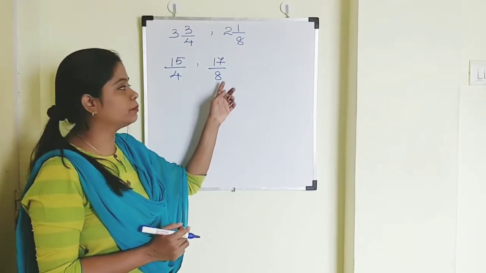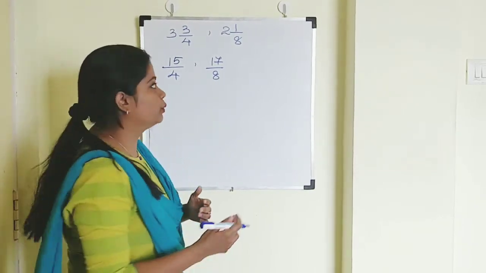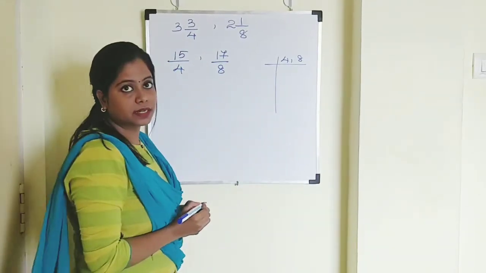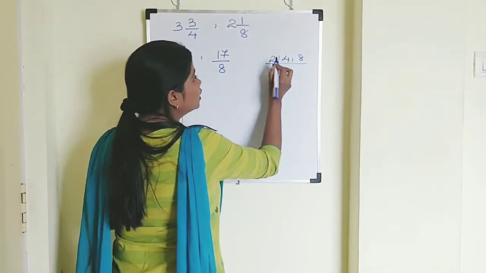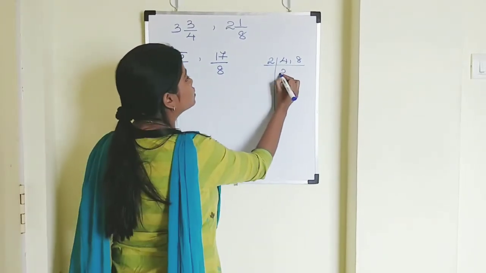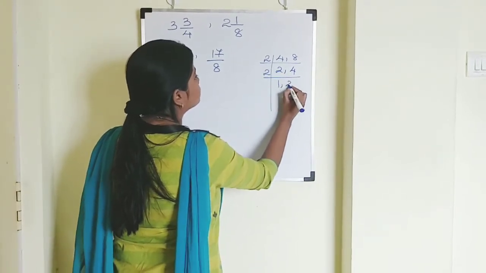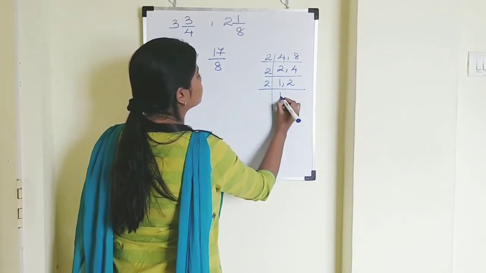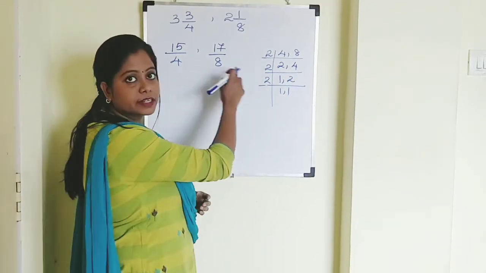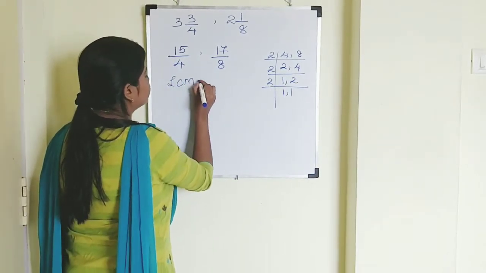Which is the highest number? 8. So 8 can be taken as the LCM. Now I'm going to prove it. Let's see. 4, 8. Correct? So I'm going to start with 2. Remember, always start with a prime number. You're not going to take 4. So 2 2s are 4, 2 4s are 8. So I'm going to stop. As I told you, the LCM is 8. So LCM is equal to 8.